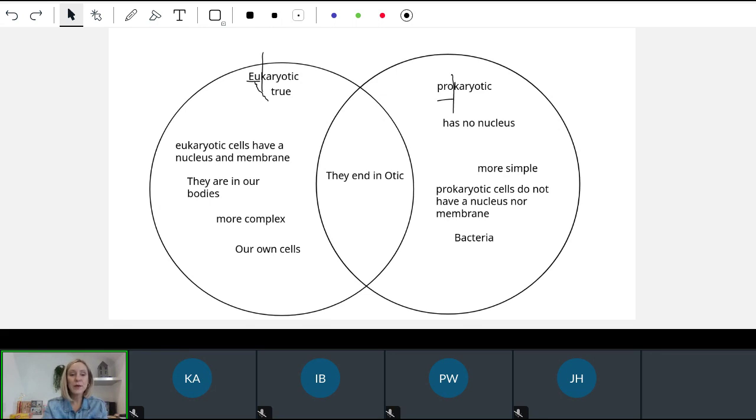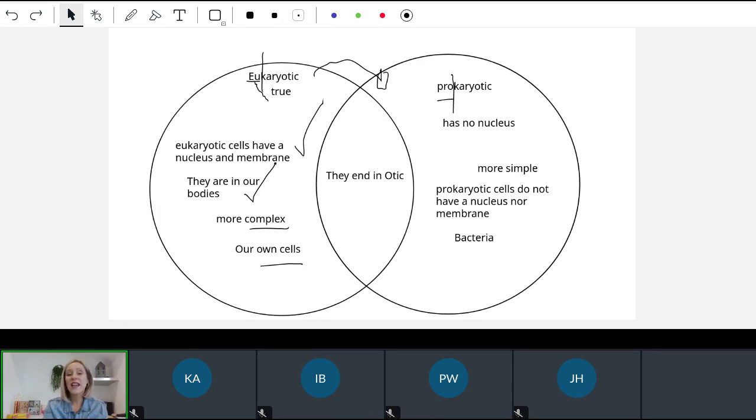All right. So we went through, yes, eukaryotic cells have a nucleus. They do have a membrane, which we're going to talk about here in a minute. They are in our bodies. They are the cells that you have. We used this word yesterday, complex. Perfect. Our own cells. I would give this a gold star. High five. Good job. All right, let's move over to prokaryotic. So I said if you know what eukaryotic is, you would know that prokaryotic is the opposite.